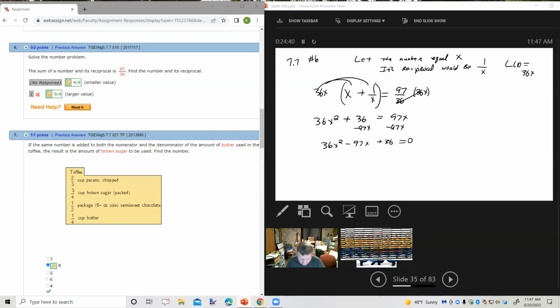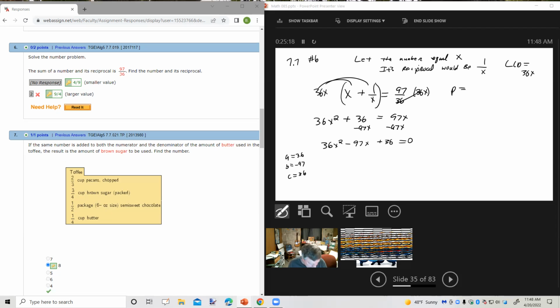And I've got a second degree equation. And it's a doozy of one, isn't it? This one was. Let's see here. Now, 2 doesn't go in, 3 doesn't go in. So I don't think I can take out a greatest common factor, which is a shame. So A is 36, B is negative 97, and C is 36.